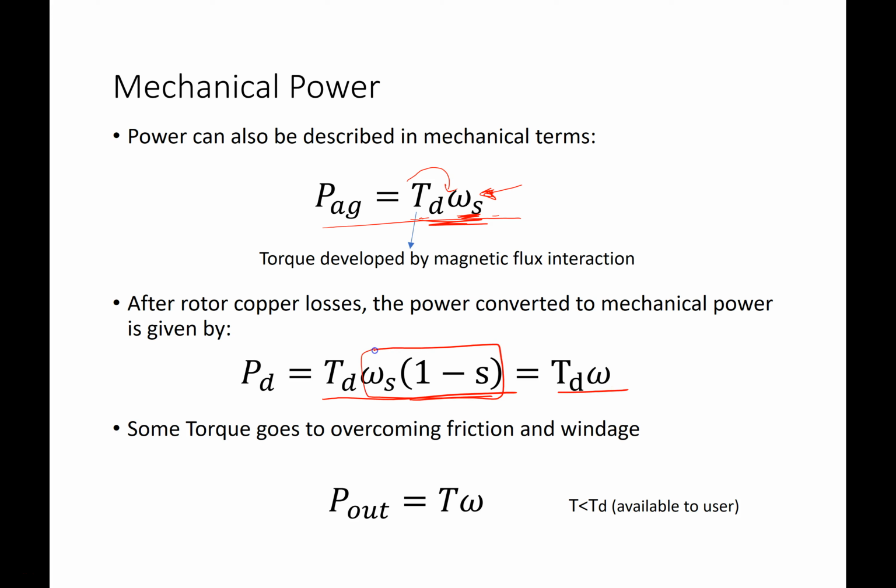Remember, omega S multiplied by 1 minus S, this would be a value between 0 and 1, like 0.98 or so, would give us the actual mechanical speed. So the developed torque by the mechanical speed of the rotor gives us what we call the developed power. And this is the mechanical power. Sometimes we also call it the electromagnetic power. This is the power that is converted from electromagnetic energy into the mechanical energy, the energy associated with the motion of the rotor.